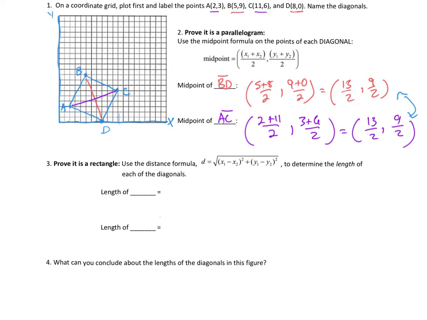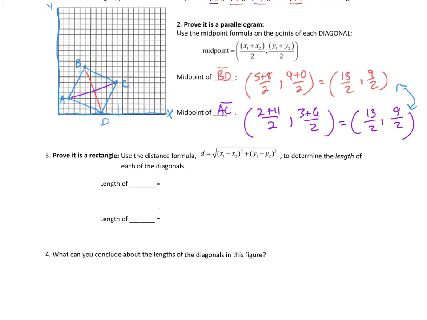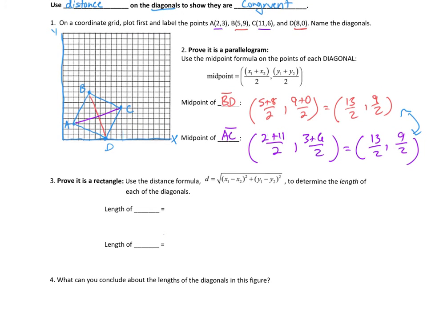Next, we want to see if it's a rectangle, right? Because rectangles are parallelograms. So now we can use the distance formula to determine the length of each diagonal. Remember, in a rectangle, the diagonals are the same length. So let me do that for BD first. The distance is 5 minus 8 squared plus 9 minus 0 squared.